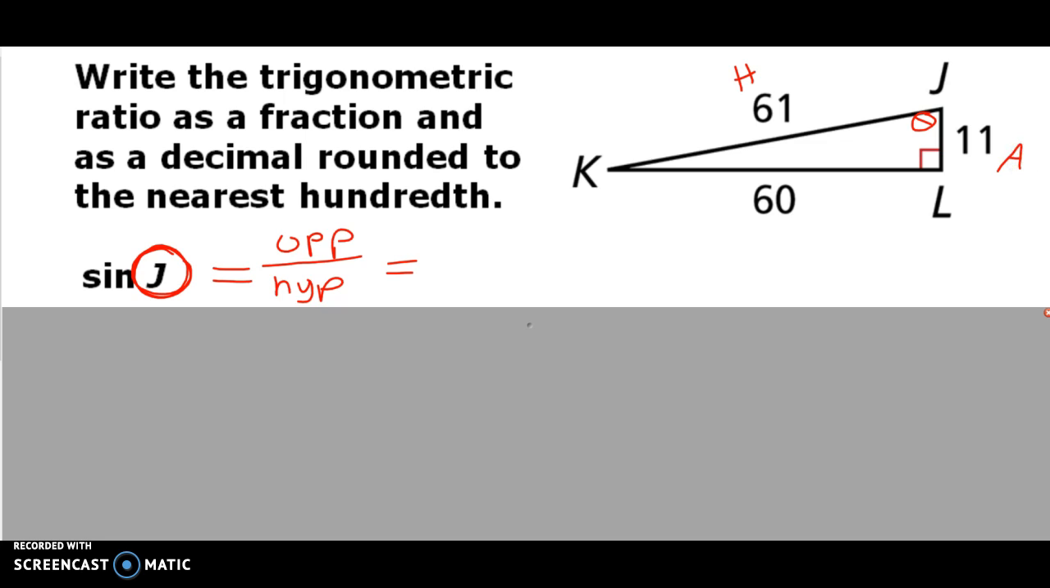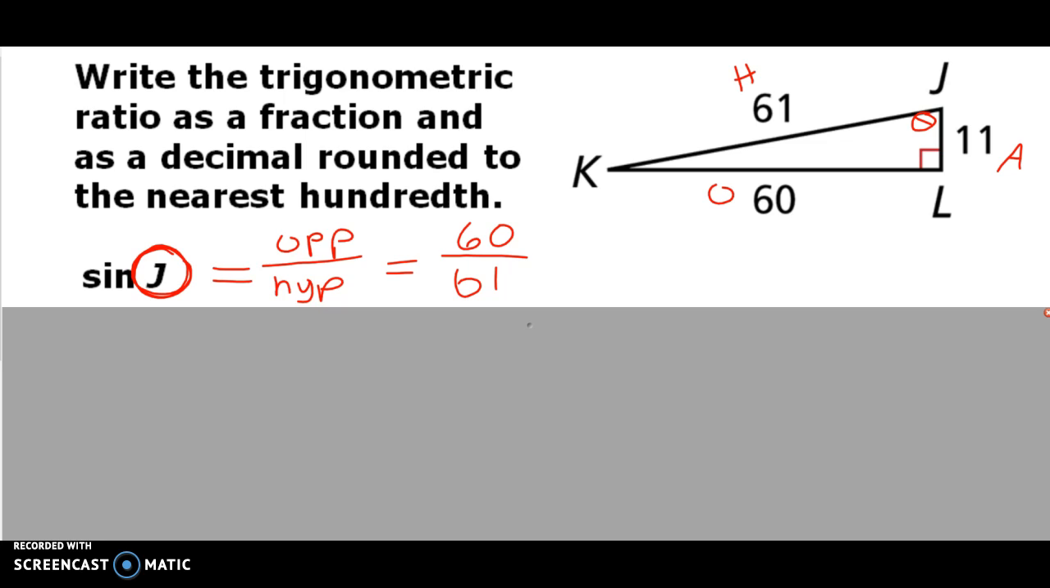It's all the way on the other side of the triangle. It's not touching angle J at all. That's called the opposite side. Easy enough to remember. They are what they are. So now that we have identified O and H, what two numbers are those? 60 divided by 61.